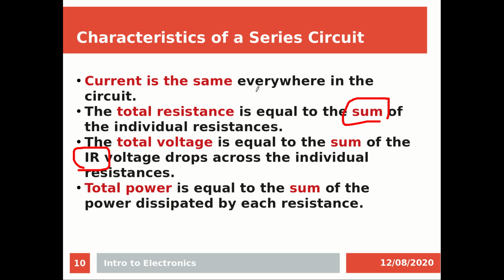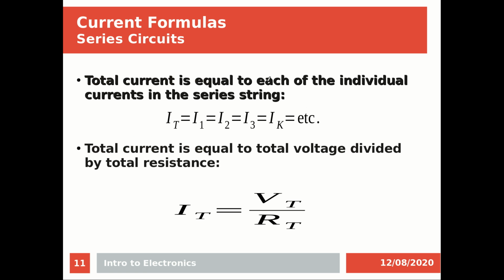The current that comes from the source is the same in every resistance in a series circuit, okay. So the current formula is IT, that comes from the source, it is I1, I2, I3, IK, etc. So the total current is equal to the total voltage divided by the total resistance. This is the normal Ohm's law, okay.